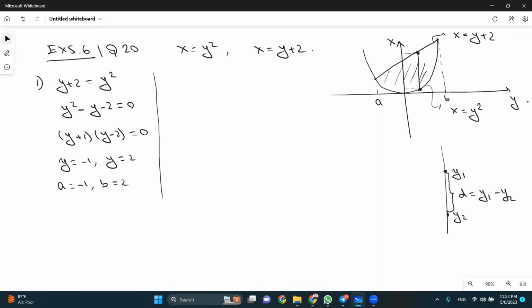How do I know that? Because y1 is located above this y2, right? Because I'm sure that y1 is greater than y2. And that's why this difference gives us a positive value. So I don't have to put an absolute value.